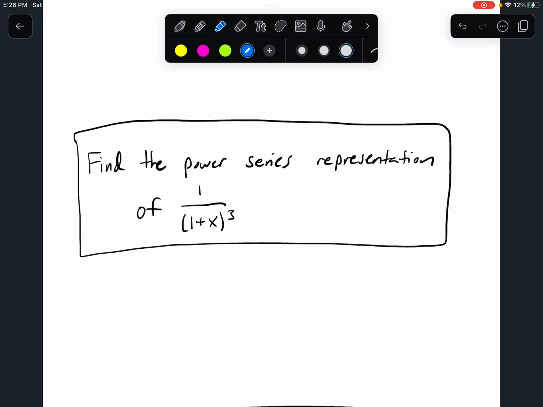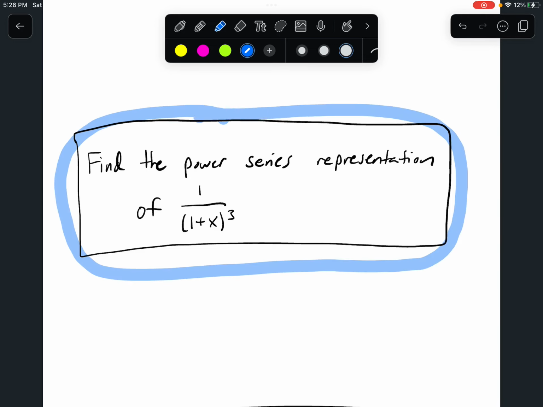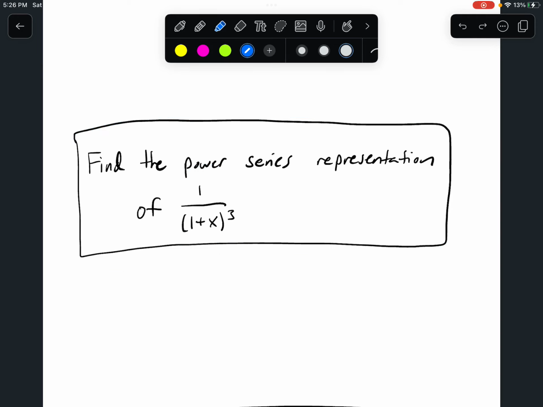In our calculus classes, one problem that we're often told to solve is to find the power series representation of different functions. So for example, this question right over here is pretty common. Find the power series representation of 1 over (1 plus x) to the third power. Now, surprisingly, this problem can be easily solved with Pascal's triangle. But let's do it the calculus way, the way that you were taught in school.